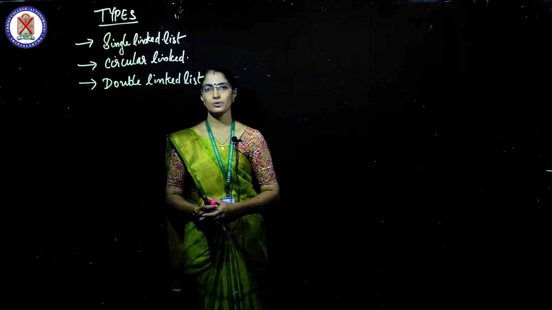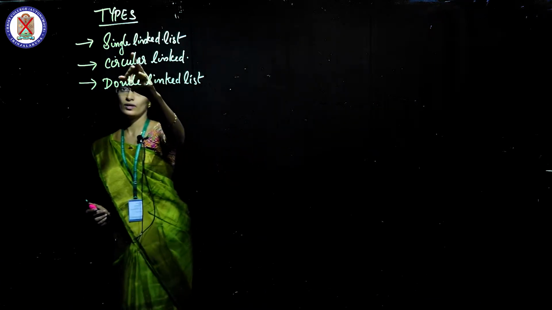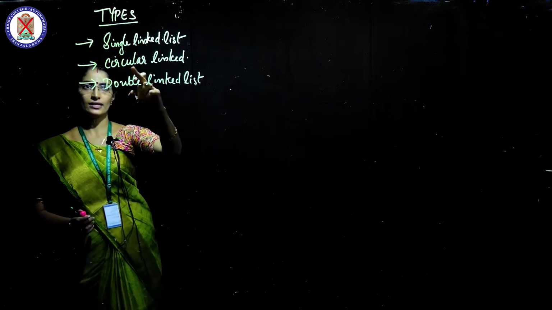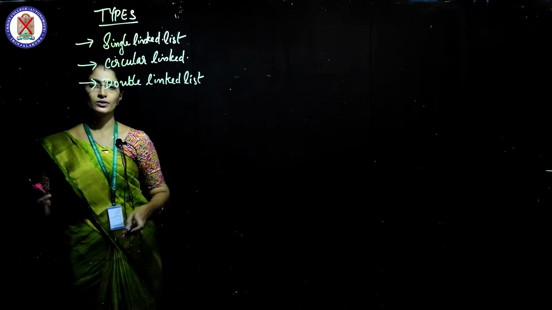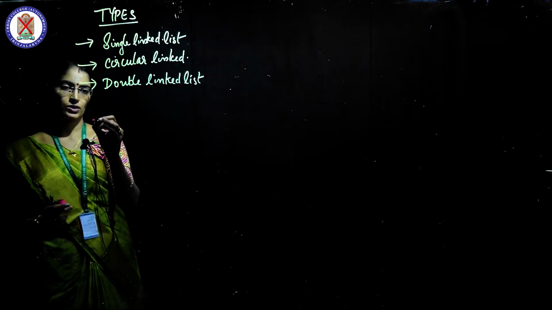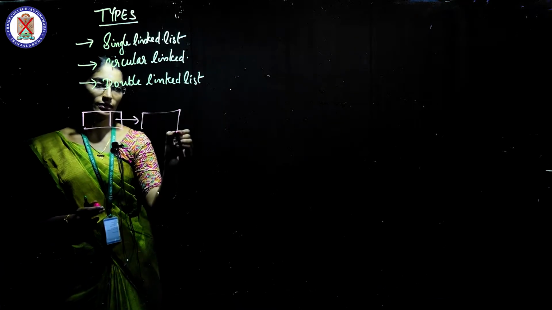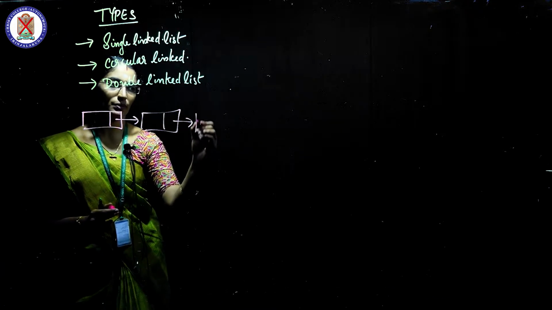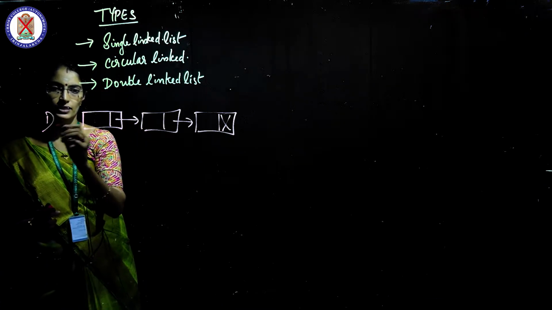Next we will see the types of linked list. Mainly there are 3 types of linked list. The first one is the single linked list, next is the circular linked list, and the third one is the double linked list. I would like to give you a figure representation. Till now we have seen the single linked list, that is, you have a single data part and a single link part, and this is our first category.